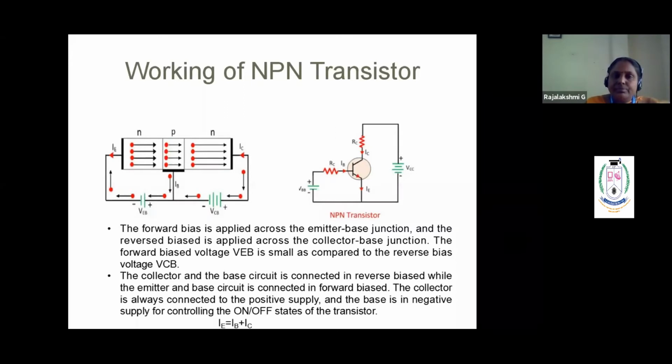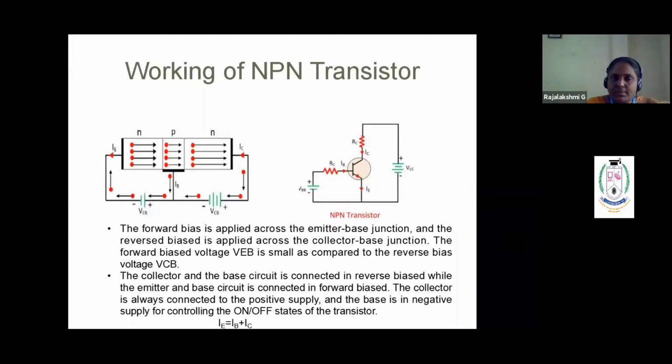Here we have to concentrate on one thing: the biasing of the transistors. As I told you, we are going to transfer the signal from the low resistance path to the high resistance path. When we are going for biasing an NPN transistor, emitter and base should always be forward biased. Collector and base should be reverse biased. As per this circuit diagram, emitter and base should always be forward biased.